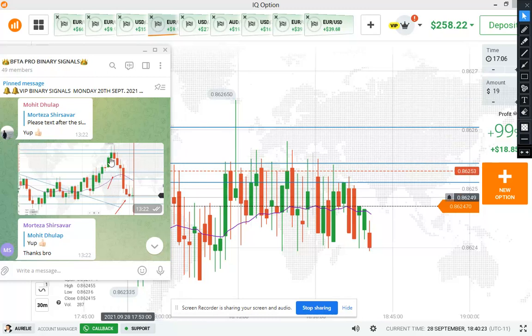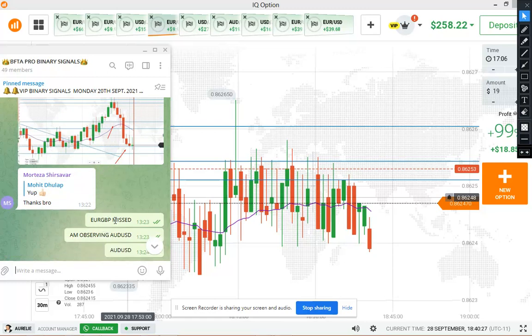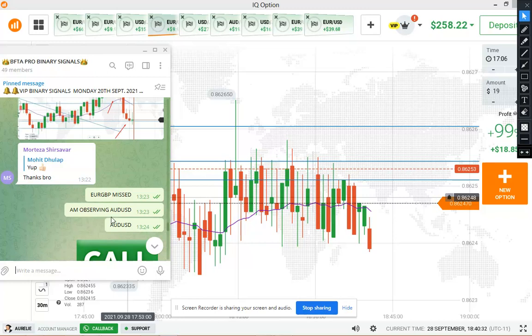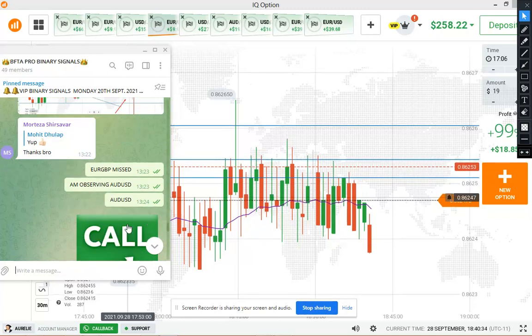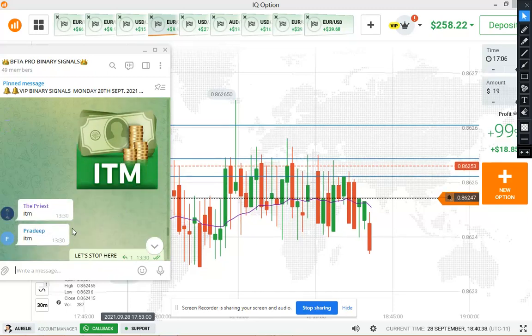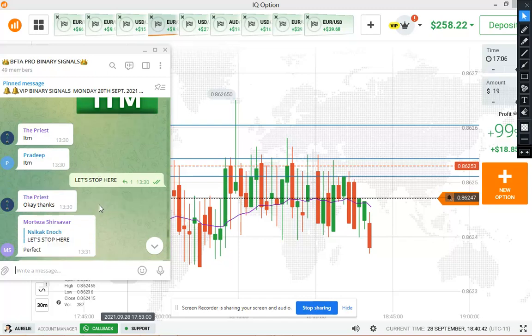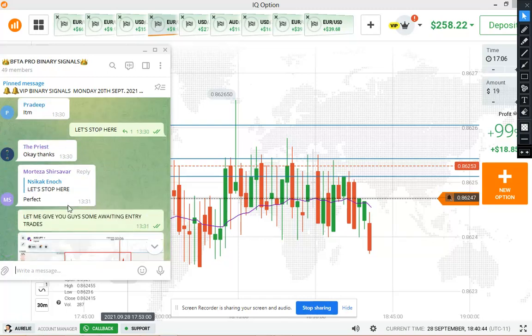Again, we missed a trade on Euro GBP. Then we took a trade on AUD USD call option, ITM. I think on this trade we didn't have any OTM at all. So we stopped there, and I tried to give them awaiting signals.